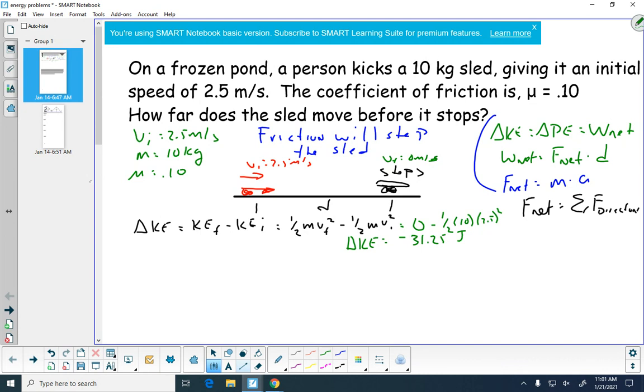Negative. The object is moving at 2.5 meters per second initially. It's moving, so it has kinetic energy. Then it goes down to 0. So it has lost our kinetic energy. How much kinetic energy did we lose? 31.25 joules. So we have to throw a negative with that.